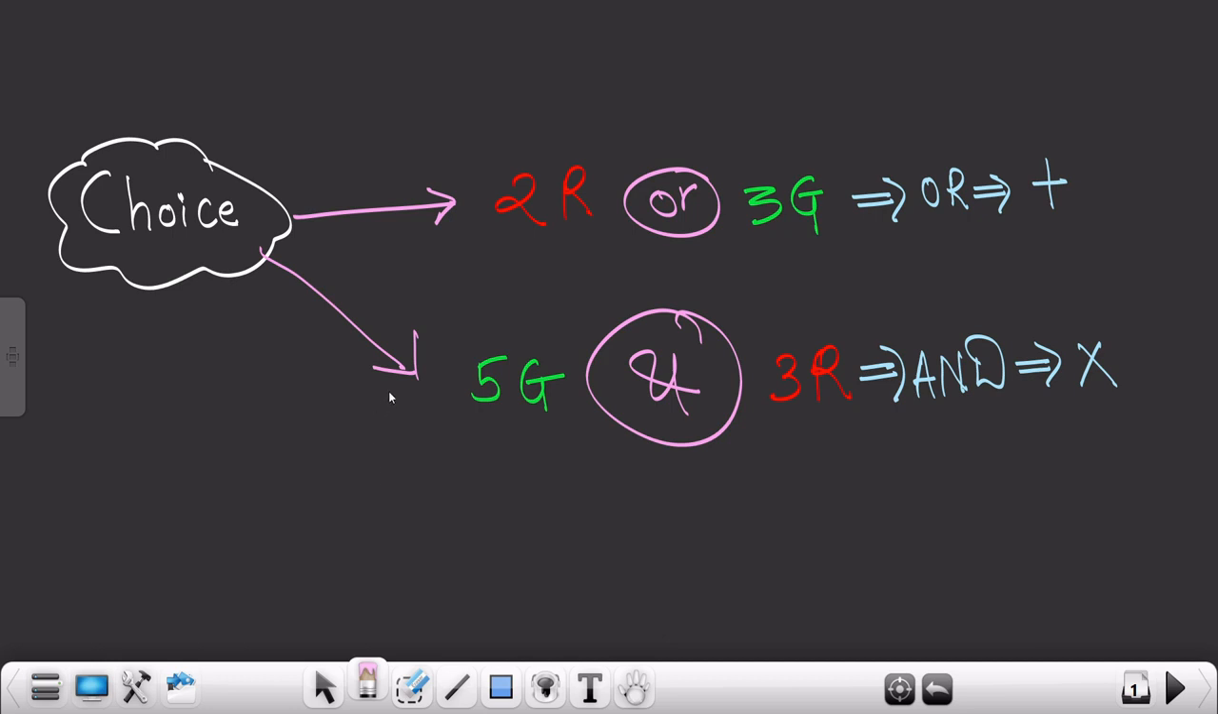Now we'll quickly revise what we saw in this video. Whenever you encounter the word choice, you have either "or" or "and". Whenever you come across a sentence like 2 red markers or 5 green markers, the word "or" means you should add. This is what it means in mathematics. Similarly, when you encounter 5 green markers and 3 red markers, you have to multiply.